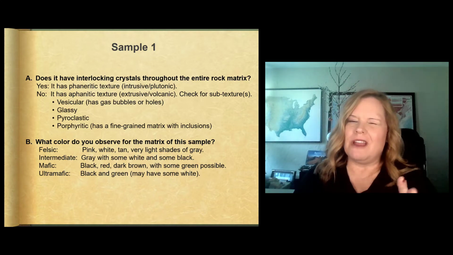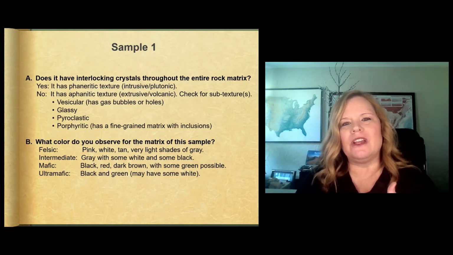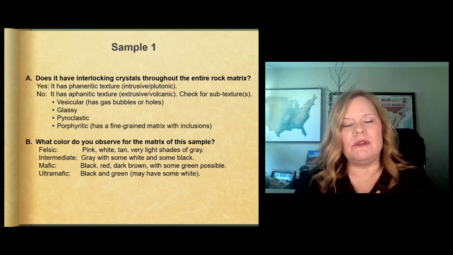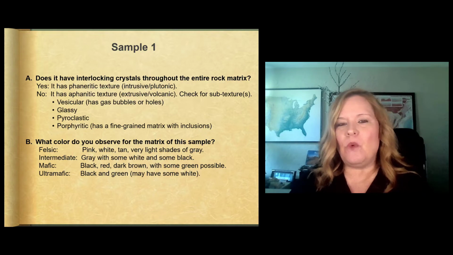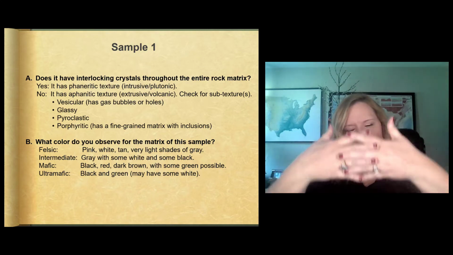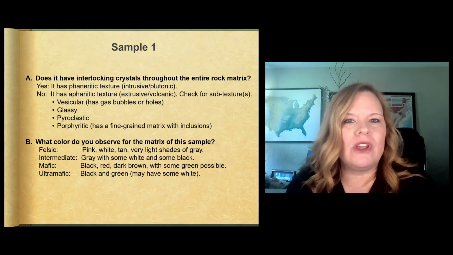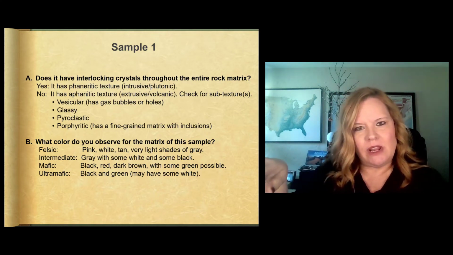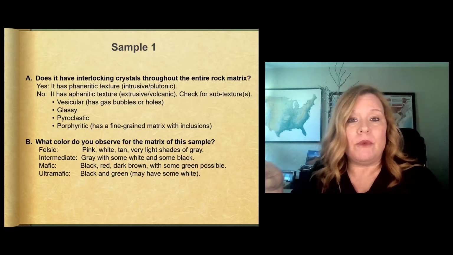So if it were, we'll come back to intermediate in a second, but if it was a very dark shade of gray, super dark, black with a little green maybe, that would be basalt. Dark green and black together dominantly would be ultramafic, and then 50 shades of gray would be your intermediate. So once you've determined if it's a felsic, intermediate, mafic, or ultramafic rock, then you look at, does it have interlocking crystals? If the answer is yes, then it's phaneritic, and you look at that line on the chart that has the phaneritic arrow pointing to things like granite, diorite, gabbro, or peridotite.